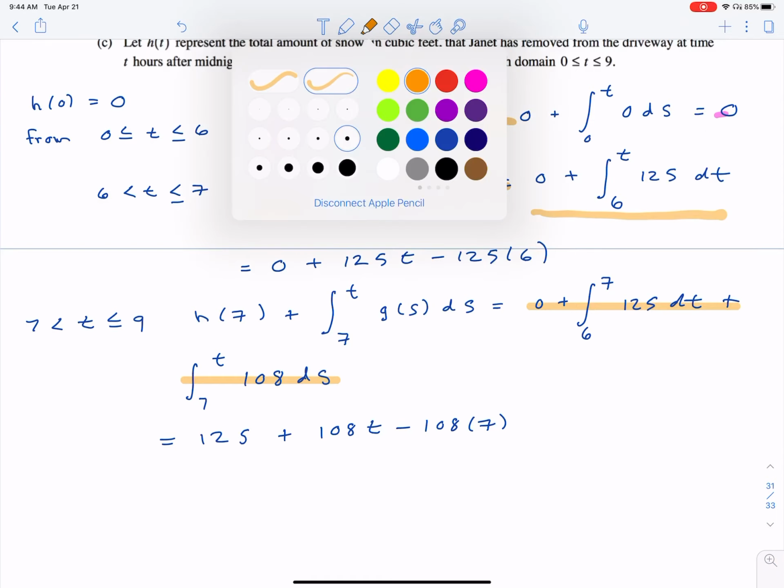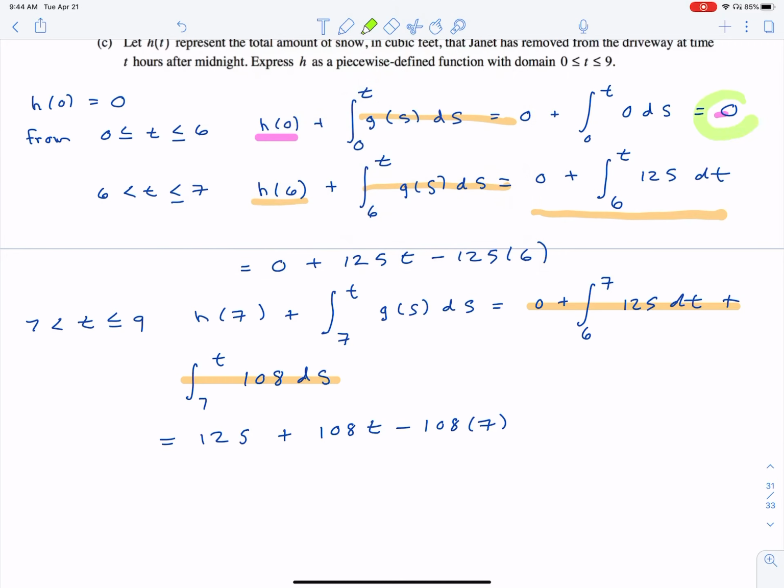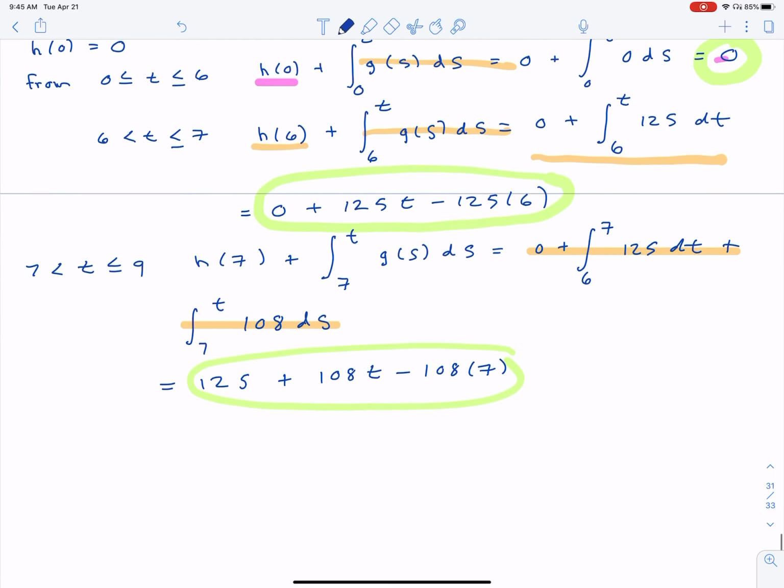Let's highlight in light green. Function number 1 represents the amount of snow being removed at time from 0 to 6. Then function number 2 is going to be this right here. I can simplify it, but it's going to be represented by that right there. And then function number 3 is that. So now let's put it as an actual piecewise function.